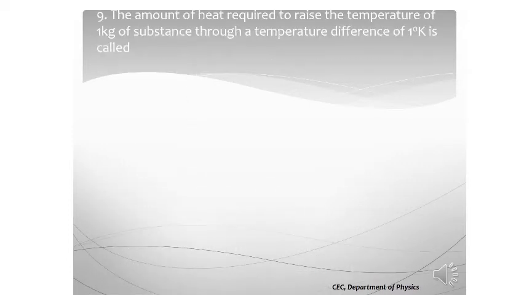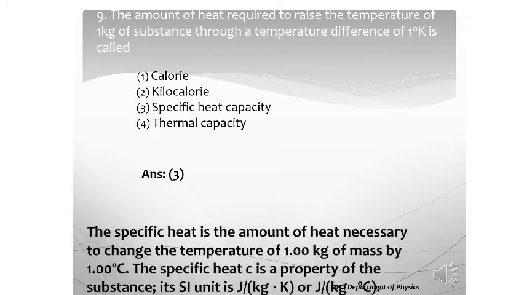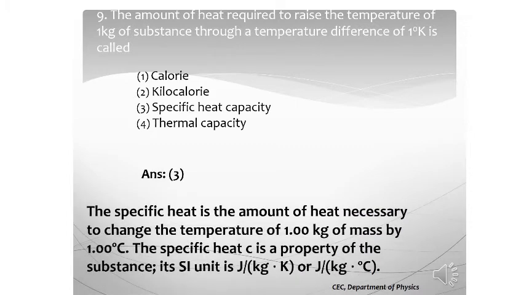Next, the amount of heat required to raise the temperature of 1 kg of substance through a temperature difference of 1 degree Kelvin is called calorie, kilocalorie, specific heat capacity, thermal capacity. Answer 3. Specific heat capacity. The specific heat is the amount of heat necessary to change the temperature of 1 kg of mass by 1 degree centigrade. The specific heat is a property of the substance. Its SI unit is joule per kg Kelvin or joule per kg degree centigrade.